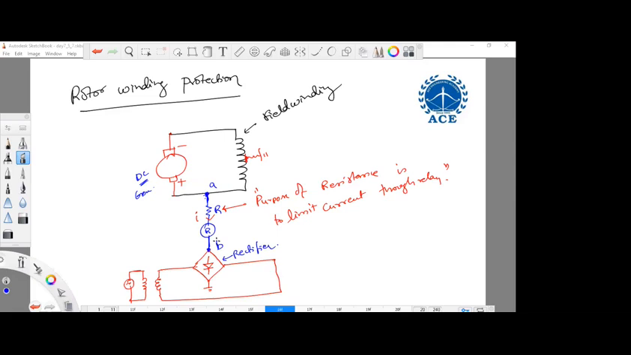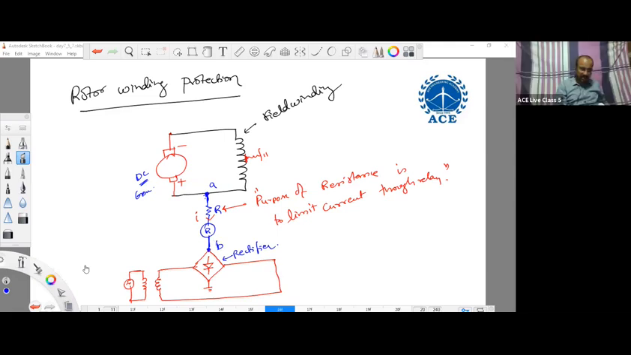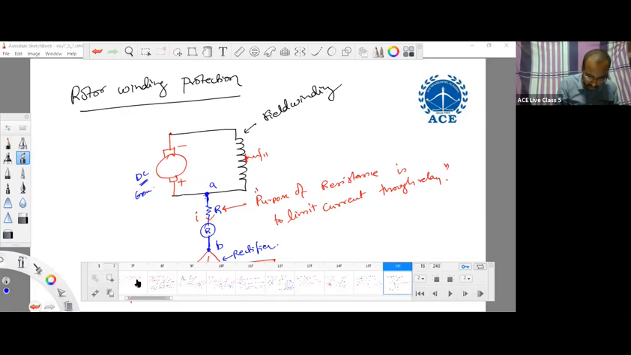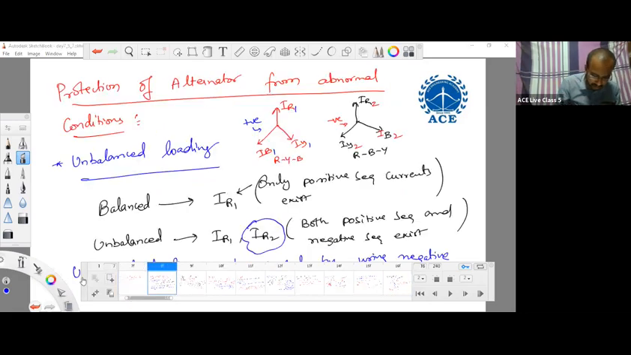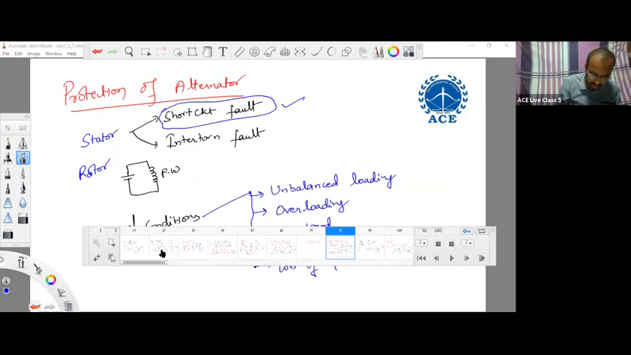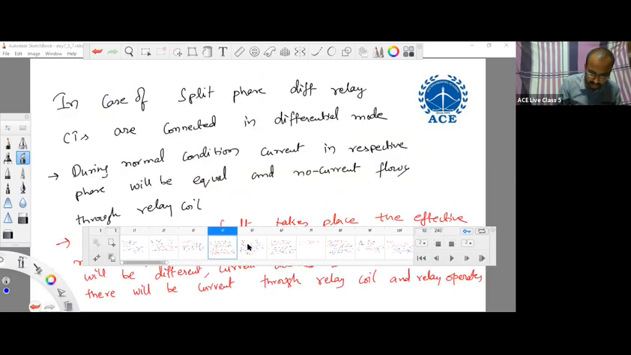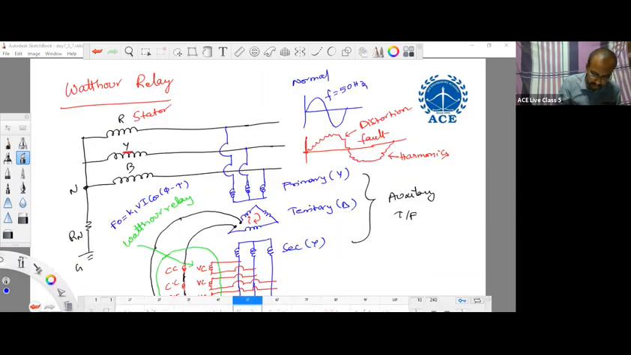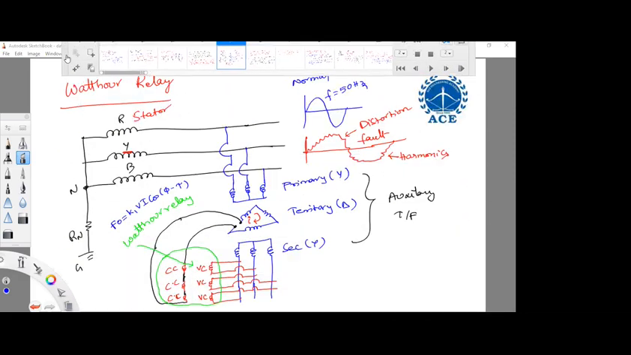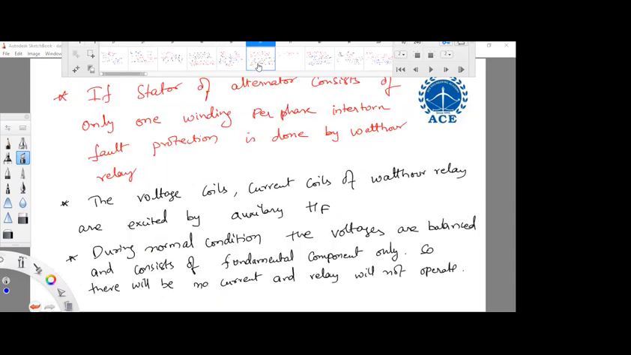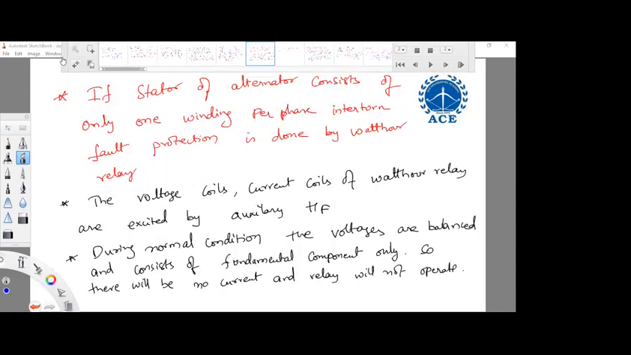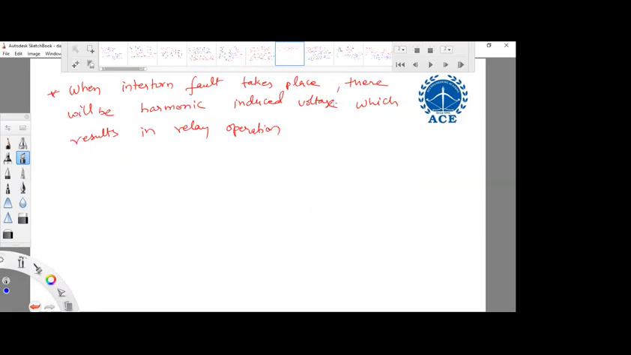Sir, can you open that slide, sir? I will screenshot it. Whatever relay. Yeah, sir. Before this, after that slide, sir. This one. Yeah, sir. And the next one also, sir. Okay, thank you, sir.